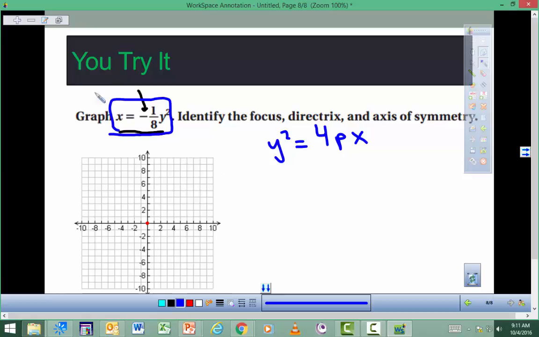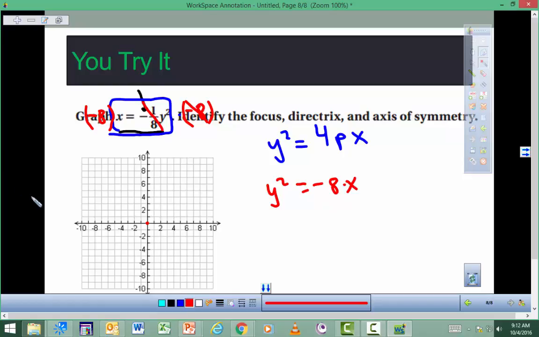Okay, so what I want to do then is some basic algebra. I've got to get rid of this 1/8 because the y squared is by itself. So I'll multiply this side by -8, and multiply this side by -8. This 1/8 will then cancel with this -8, and that gives me y squared is equal to -8x.